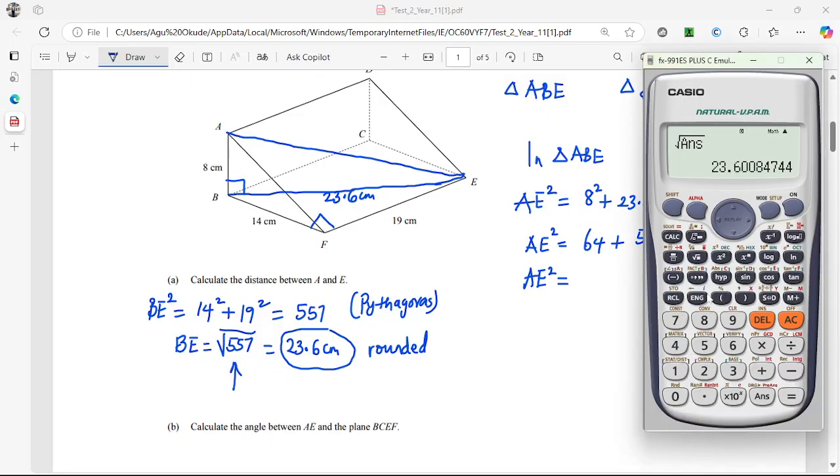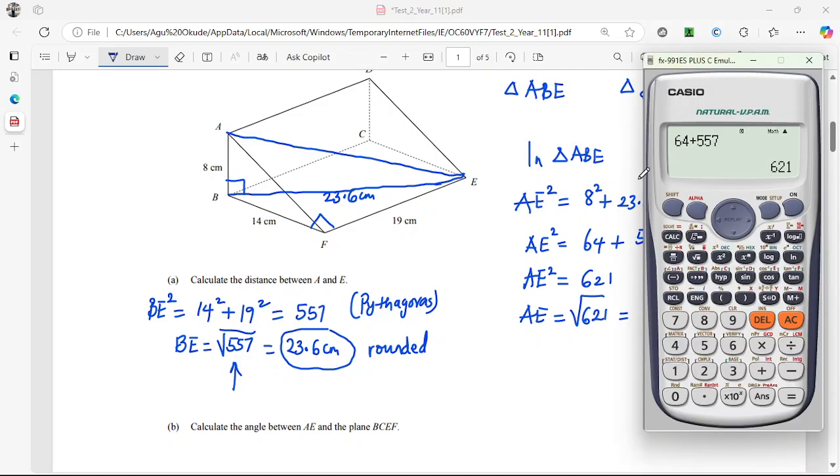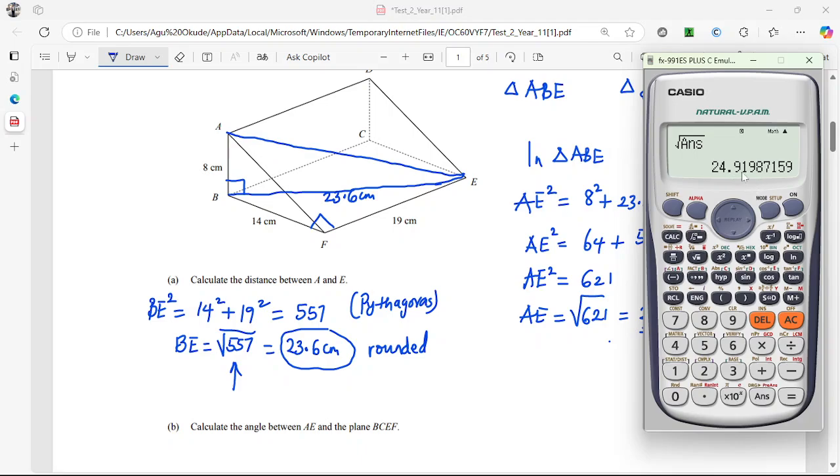So I'm going to do 64 plus 557. I have 621. Now for the value of AE, I'm going to take the square root of both sides. The square root of 621 gives me 24.9. So I have 24.9 centimeters. This is the answer, and this is to 3 significant figures.